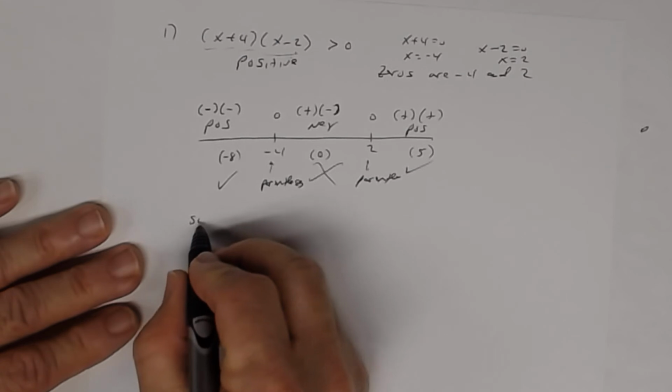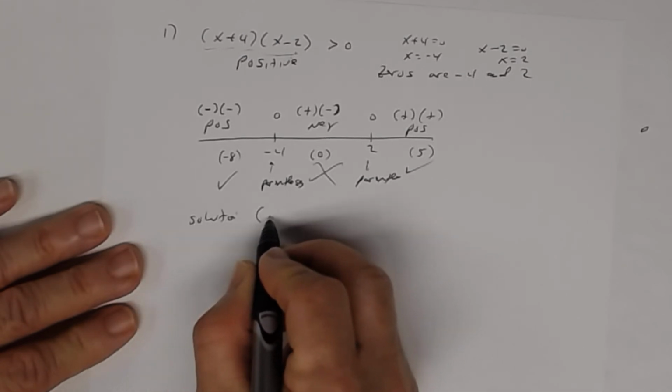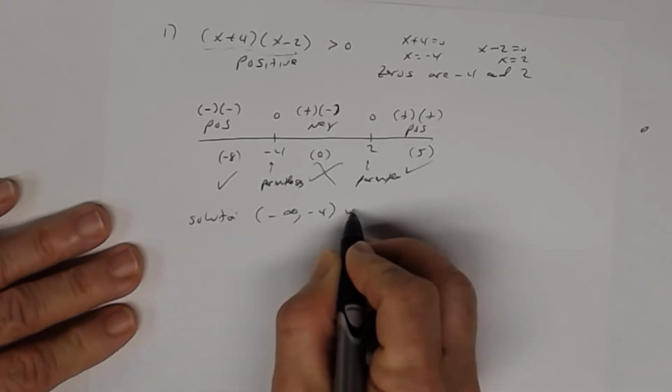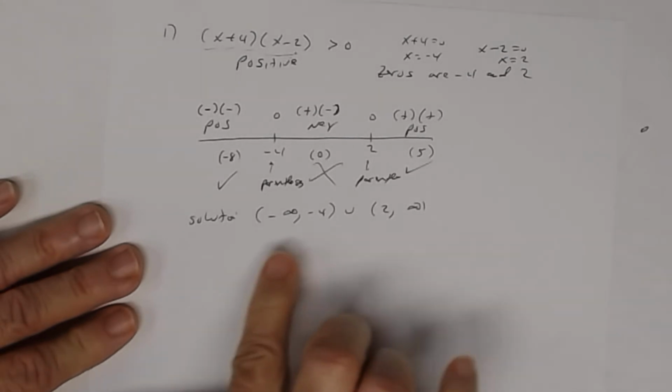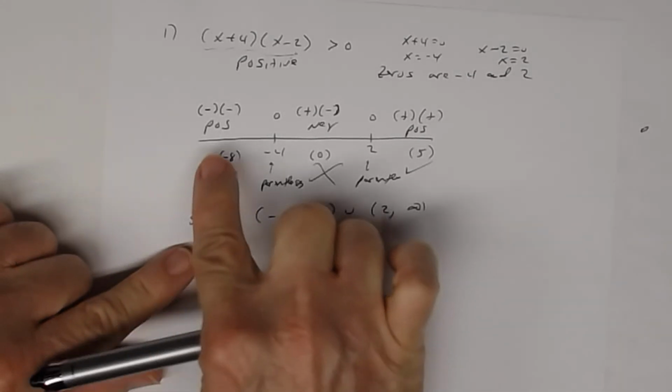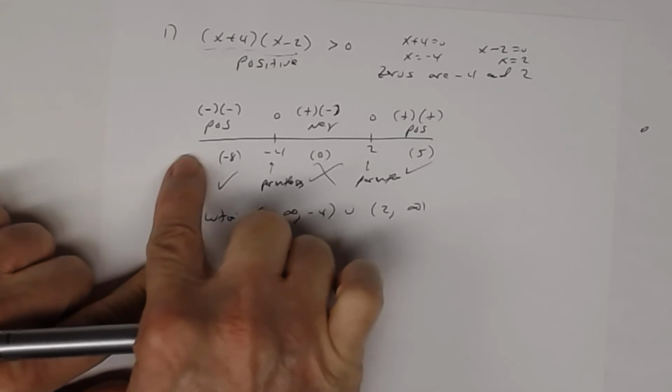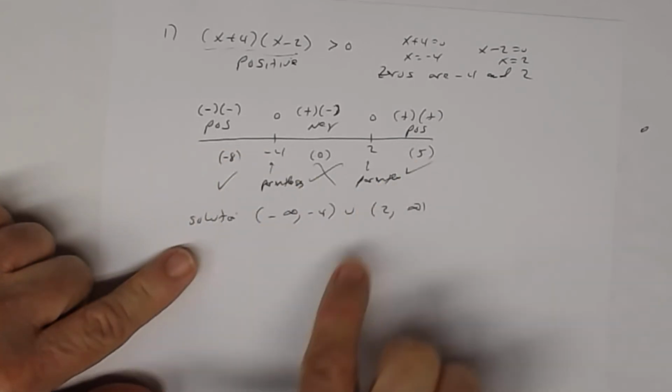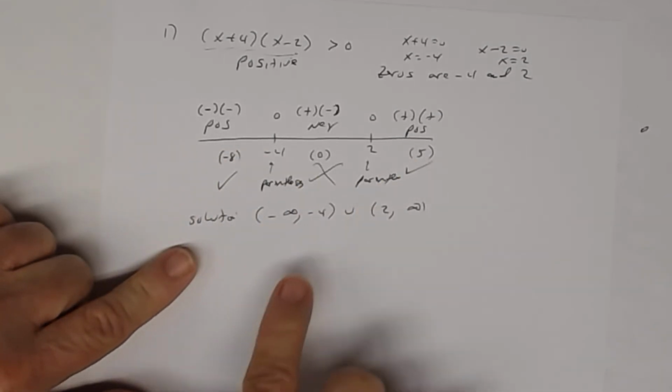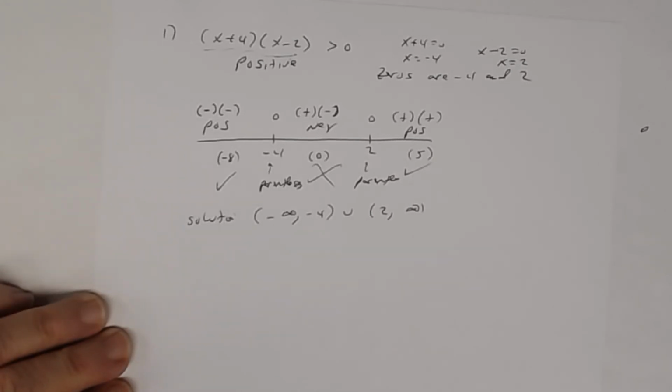Okay, so your answer, solution, is negative infinity to negative 4, union 2 to infinity. And always go from smallest to largest. Always go from left to right. So you put this first, you put this next. Okay? And there's your answer. You're done. That's your solution.